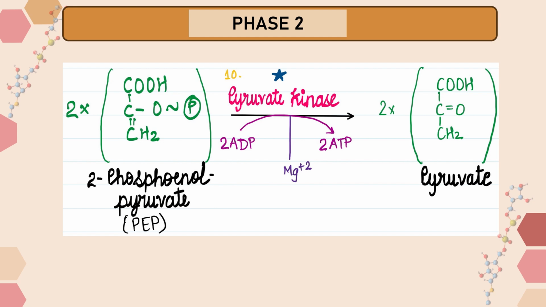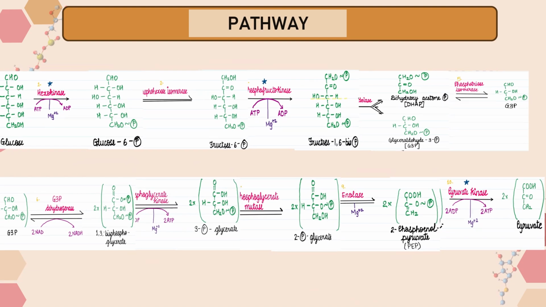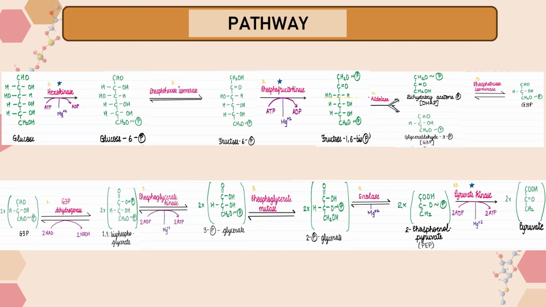Final step, the 2 molecules of phosphoenolpyruvate along with the enzyme pyruvate kinase convert to 2 molecules of pyruvate. This results in the formation of 2 ATPs, that is 1 ATP per molecule. The pyruvate produced is the final product of glycolysis. These are the 10 steps of the glycolysis pathway.